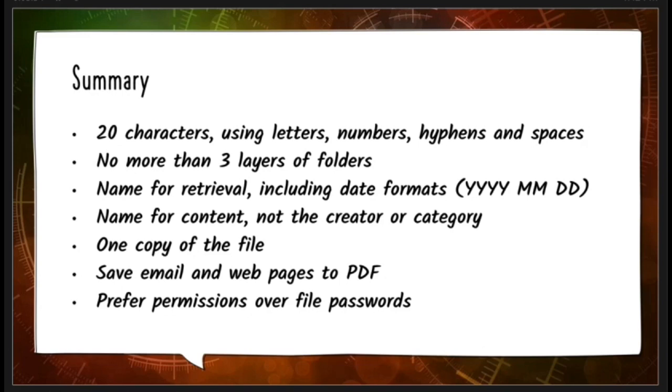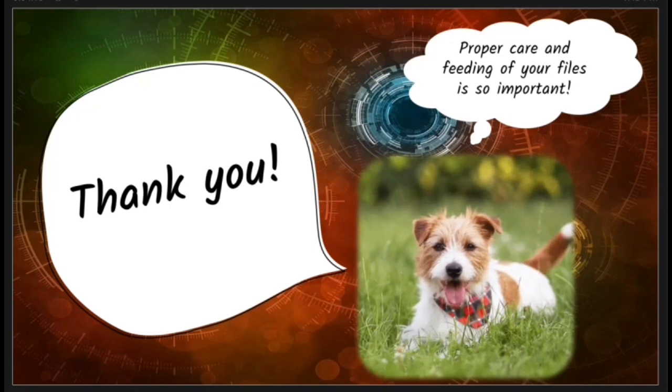Changing habits is hard, but these ones will serve you well. Here's the short list you can put on a post-it next to your computer. Short file names with legal characters, usable folder structures, name the file for retrieval, name based on what's inside, not who hit the keys or using categories like memo and draft. Keep one copy. On the rare occasion that you need that lost copy, let versioning do the work. If you have to keep email and websites, save to PDF. Use permissions rather than passwords to protect files. These habits will help you store, retrieve, and find your stuff much more easily.